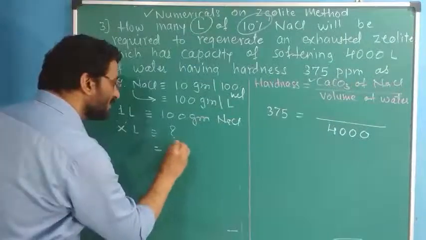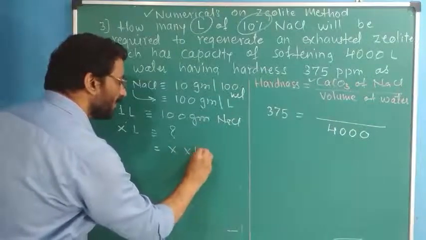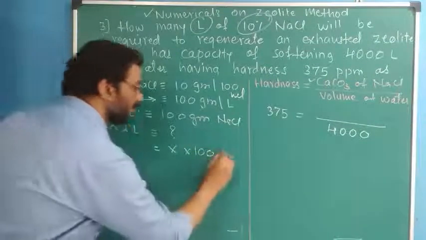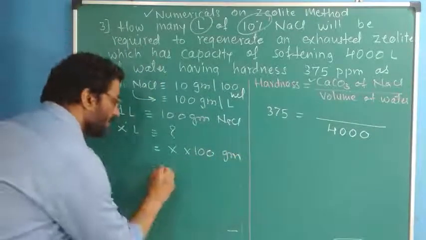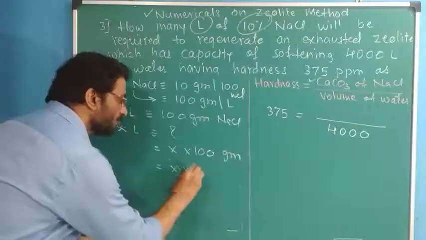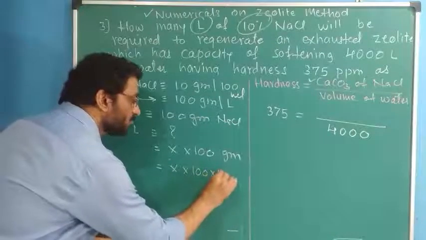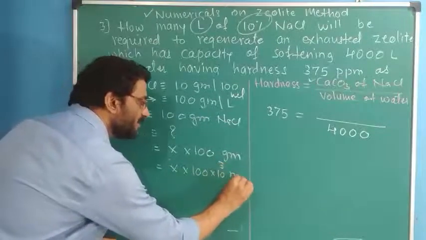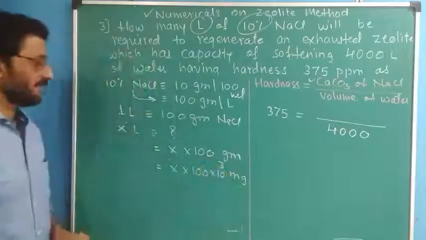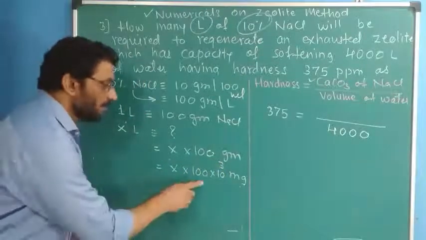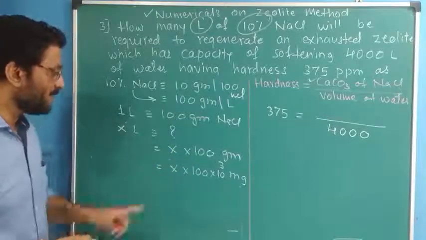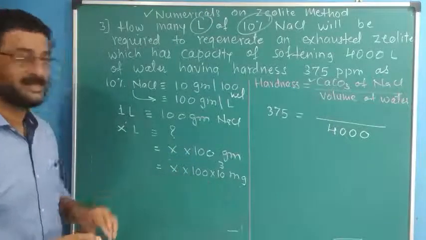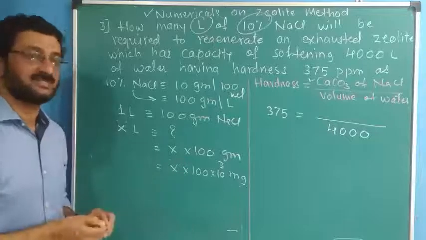So it will be X liter into 100 divided by 1. This is grams of NaCl. Or we can convert: X into 100 into 1000, that is 10 raised to 3 milligrams of NaCl. You can keep gram or you can take milligram. These many milligrams of NaCl. This is the amount of NaCl.